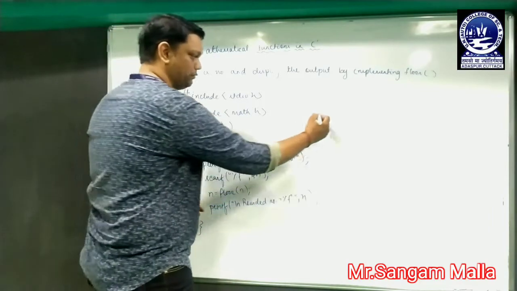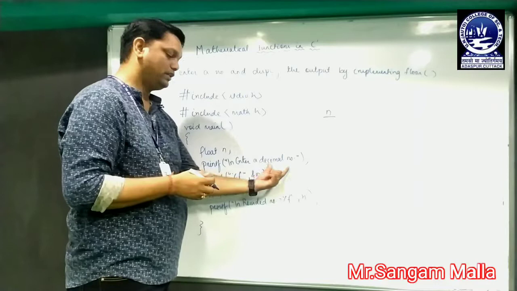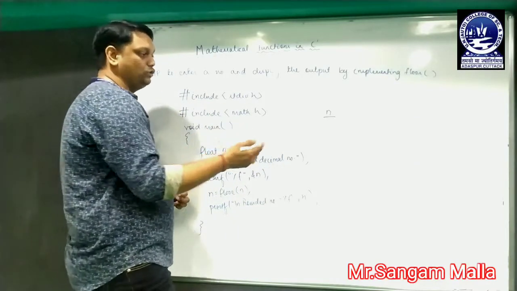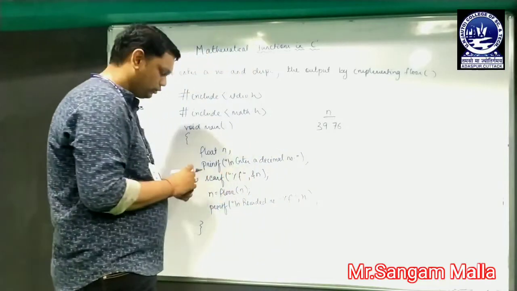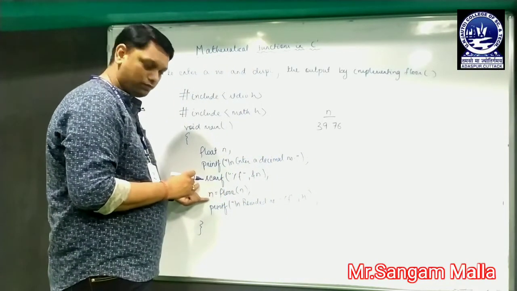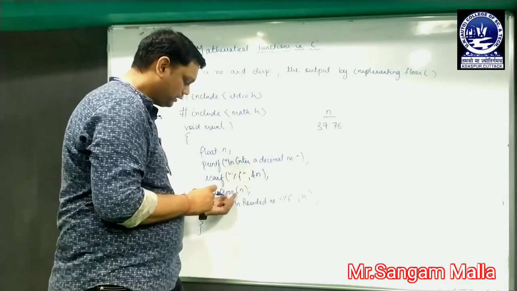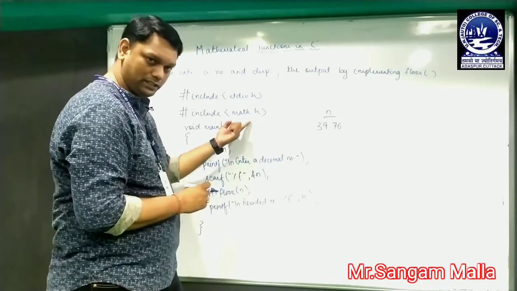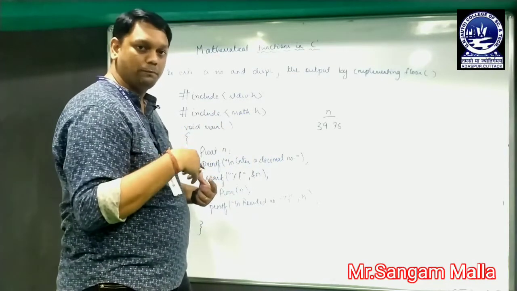So n is a variable that will accept the number from the user, and the user has to enter a decimal number. Let's say the user has entered 39.76. Here we will be implementing the floor function. I have written floor of n. The floor function is a special function of the math.h header file, which is used to round off the number to its lowest number.